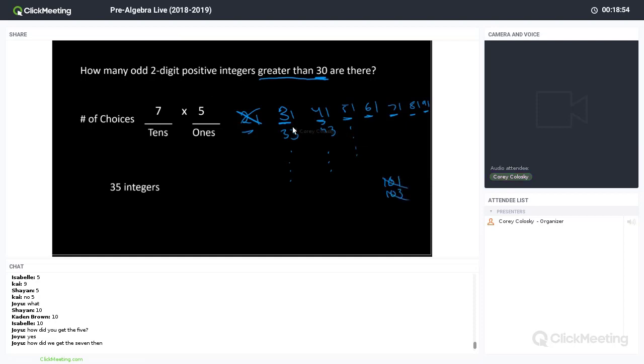So it has to be numbers between 3 to 9. So 3, 4, 5, 6, 7, 8, 9 are the only options for the tens place. So that gives you 7 options. Okay, hopefully that made a little more sense.